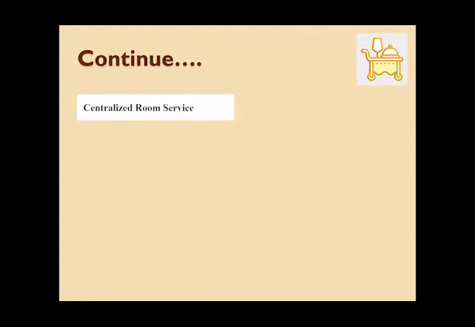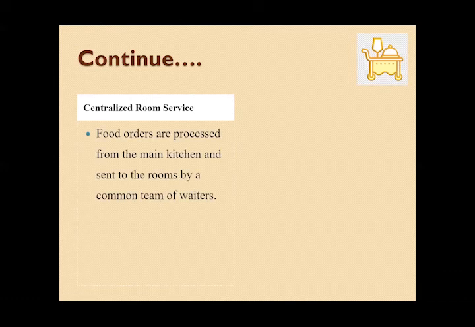The first is the centralized room service. According to the name, the centralized room service is a room service which is centrally located, where the food orders are processed from one single kitchen, which is the main kitchen. And those orders are sent to the room by a common team of waiters.